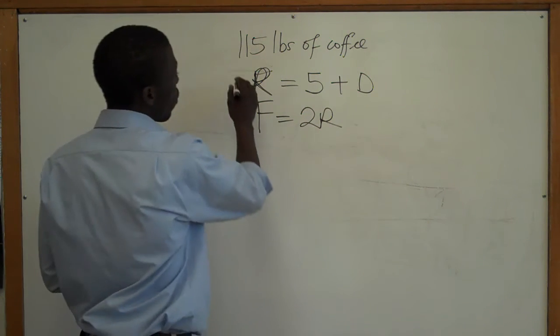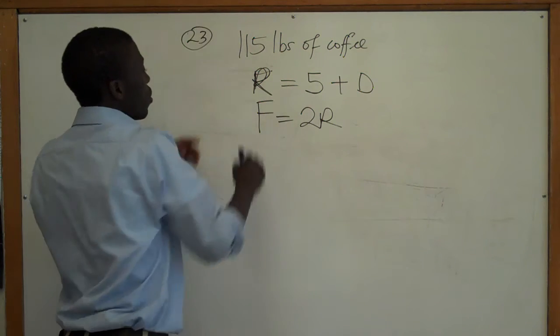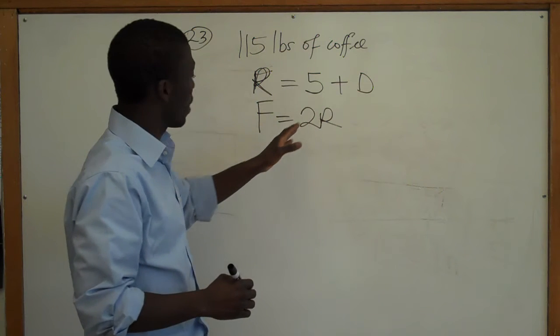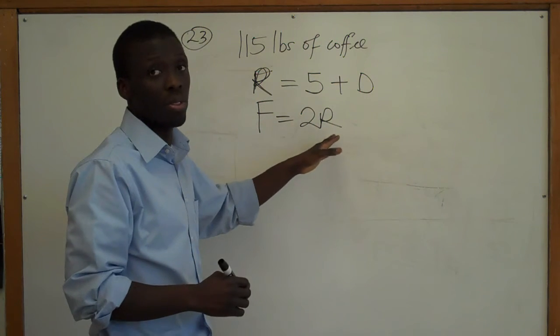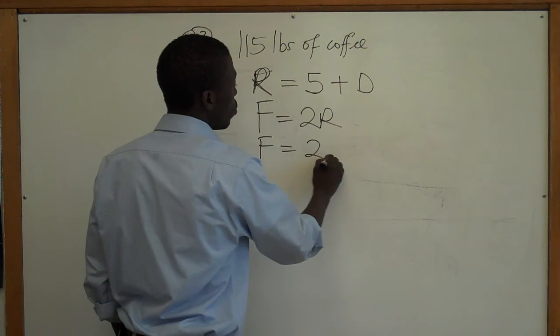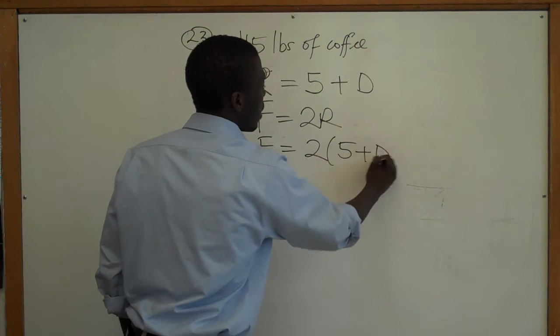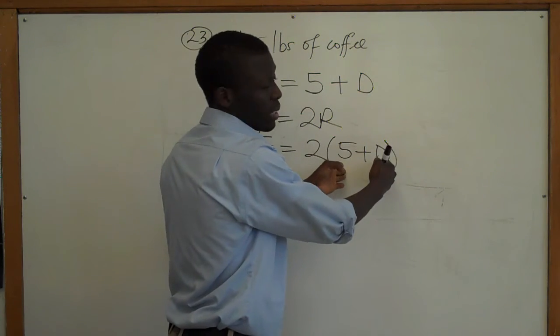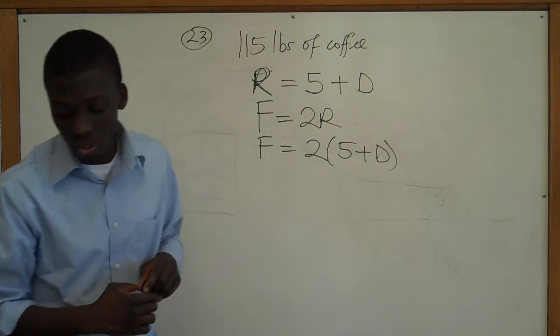And so we're going from knowing that regular coffee, so 5 pounds was sold more than a decaf, and then for the flavored it was 2 times the regular. Essentially, F is the same thing as 2 times 5 plus D, because that's twice regular coffee. Regular coffee was 5 more than the decaf. That's how you handle that part of the problem.